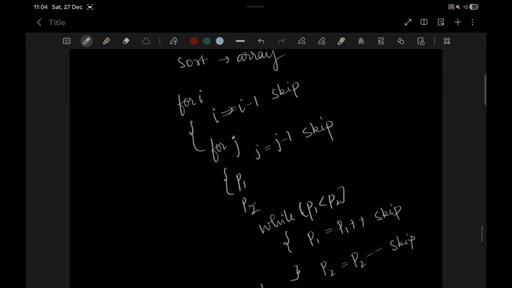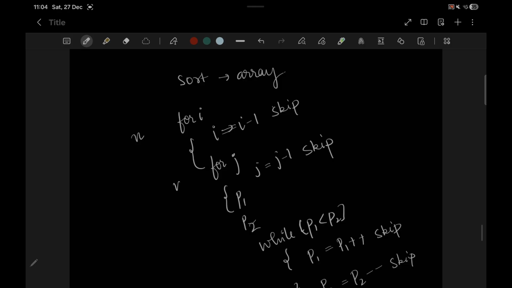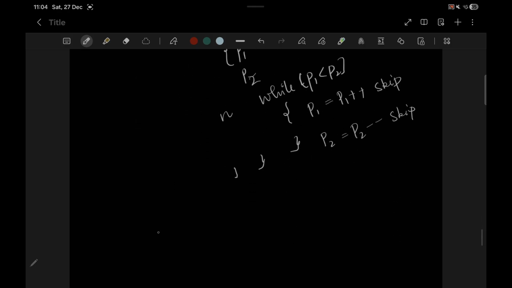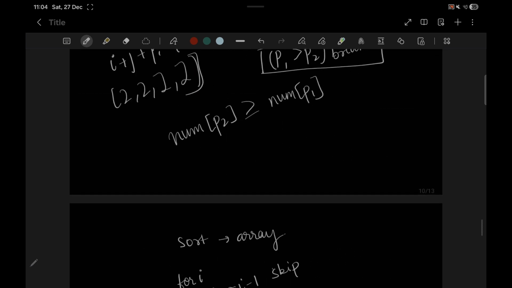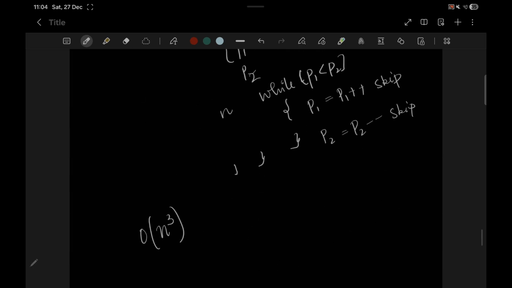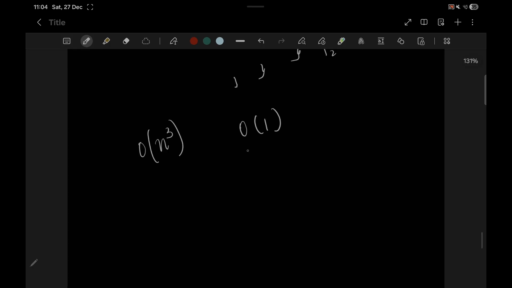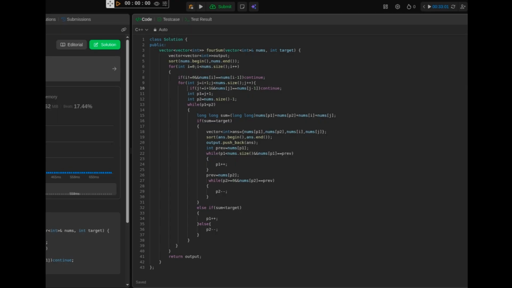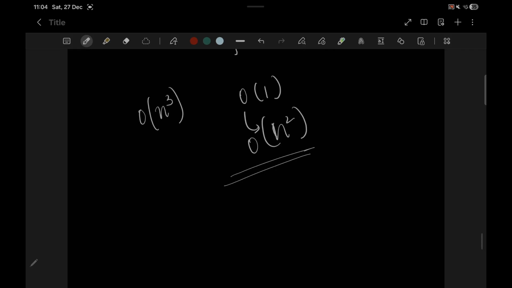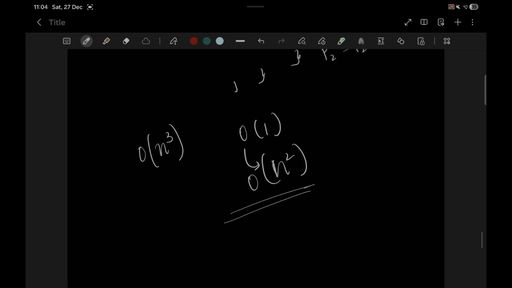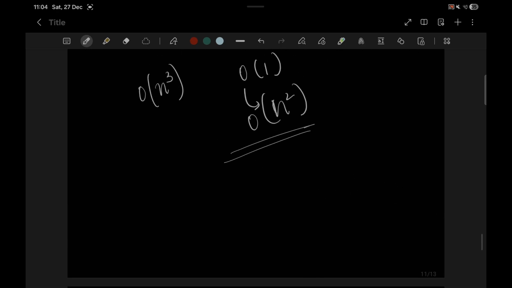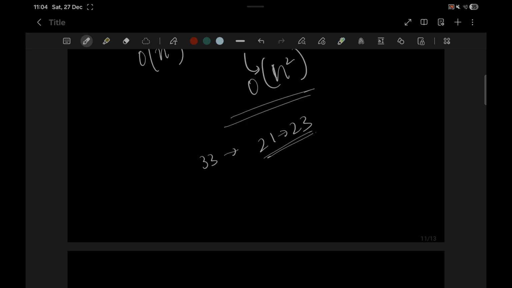And yeah, pretty much it. So this is n, and this is n, and this is n, so it is an n cube approach. But as I do not need any extra space except the output, it is O of 1. If I consider the output space too, it is n square, but else it is O of 1. This was the best approach that I could come up with. I currently don't know if it is the best solution or not. I'm going to look it up.